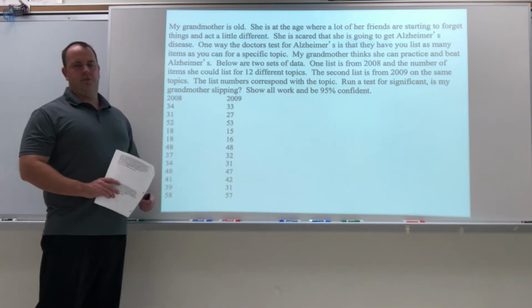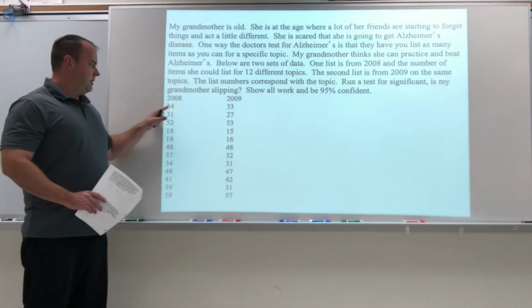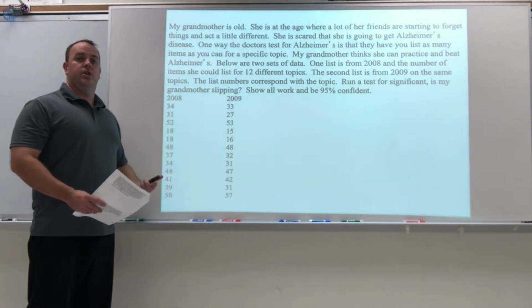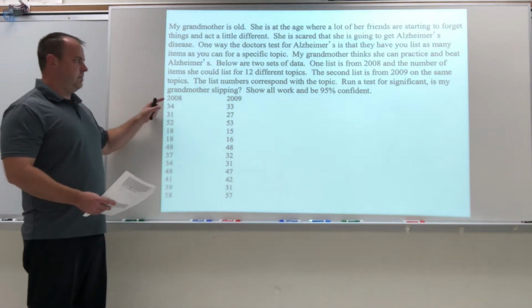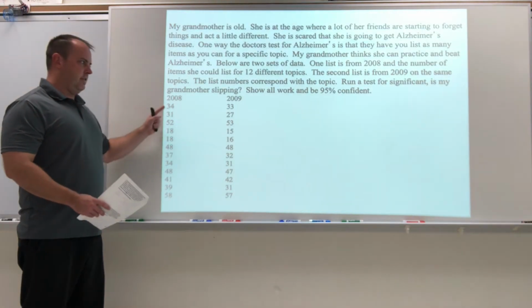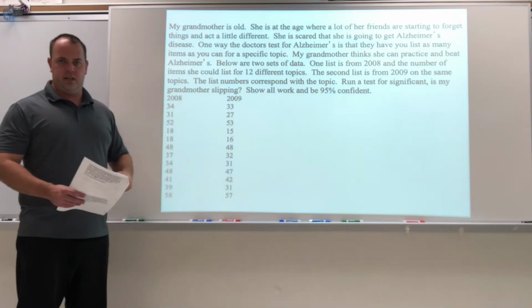Be 95% confident. So what they're saying is 2008, 2009. The first number, 34, 33, those are corresponding. That's how many items she could list for that same topic. So that's what it means by they're corresponding, that each one of these is a pair. You have the number of items she could list in 2008 on one topic, then in 2009.